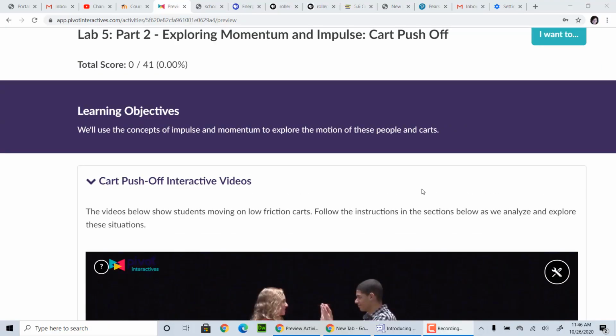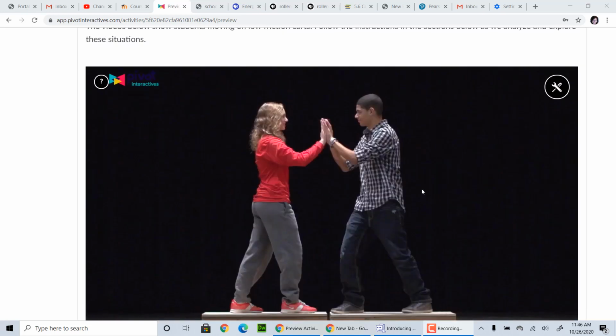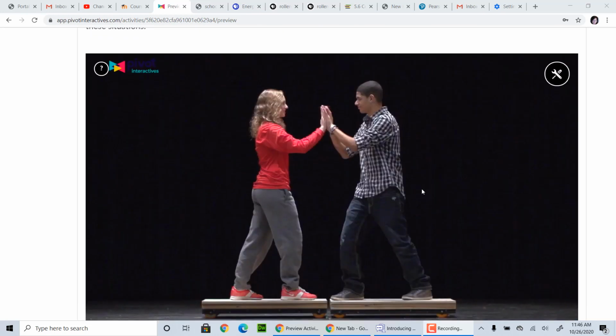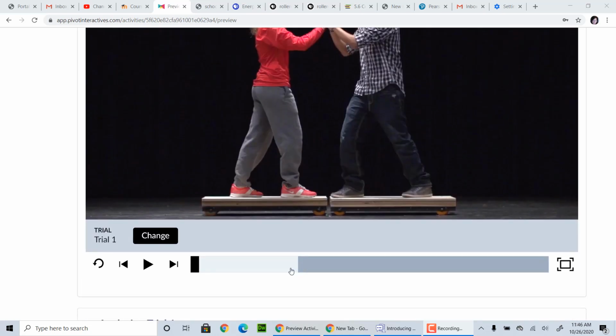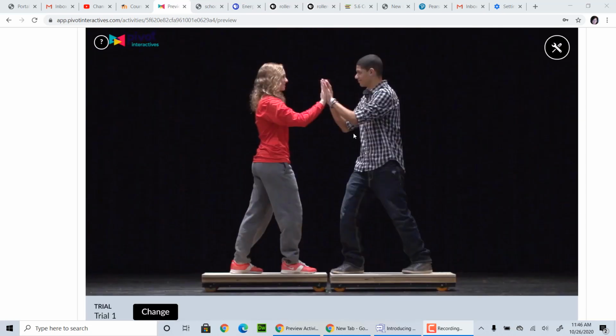Hi. In this lab, Lab 5, Part 2, Exploring Momentum and Impulse, you're going to look at two people that are pushing off each other on skateboards. And the first thing you're going to do is look at conservation of momentum in this system. So remember that momentum is the mass times the velocity.